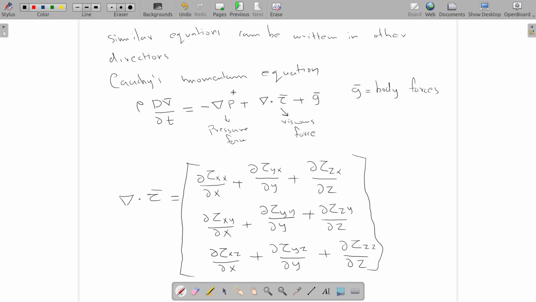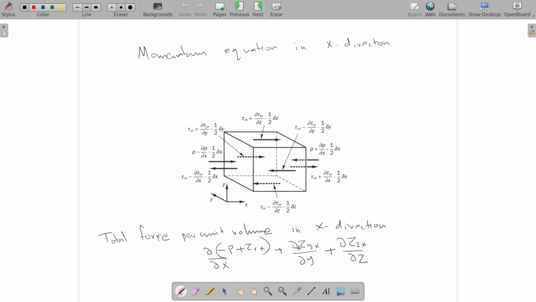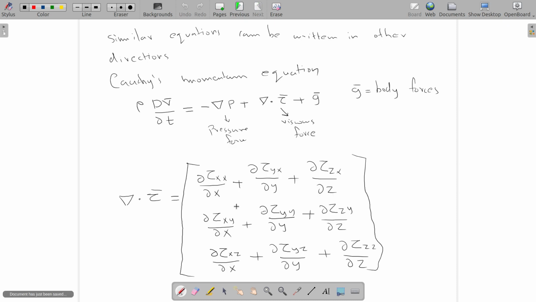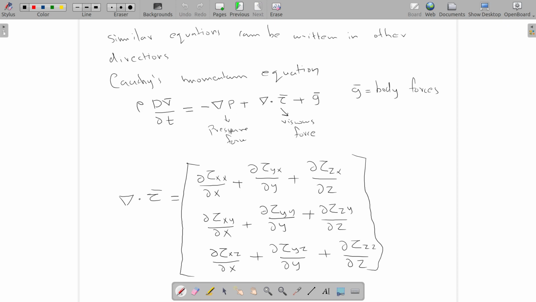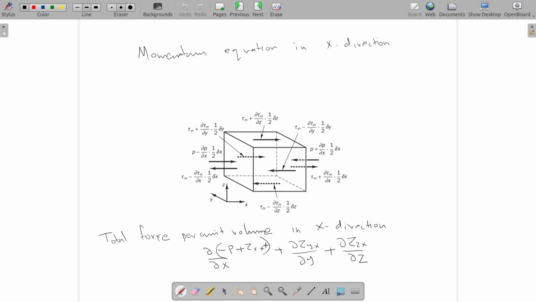You can see that this is basically equal to this. In the x direction you have ∂τyx/∂y plus ∂τzx/∂z, ∂τxx/∂x. That same thing can be seen here, exact same thing, plus ∂p/∂x, which is here, grad p. So this Cauchy's momentum equation is nothing but all three momentum equations combined.